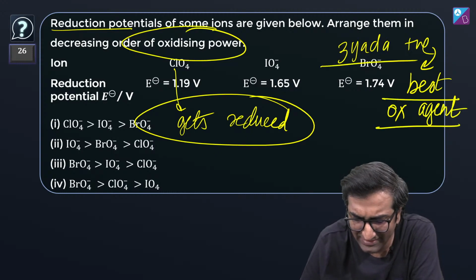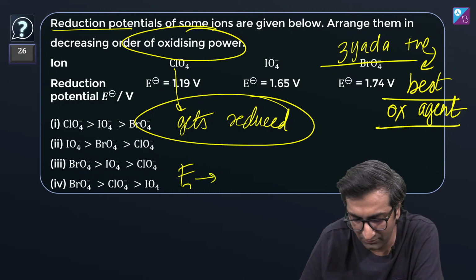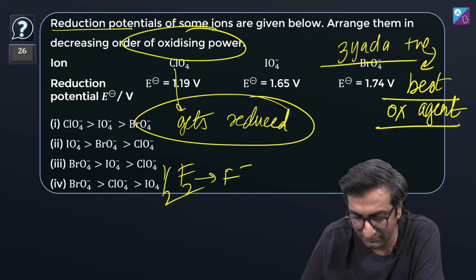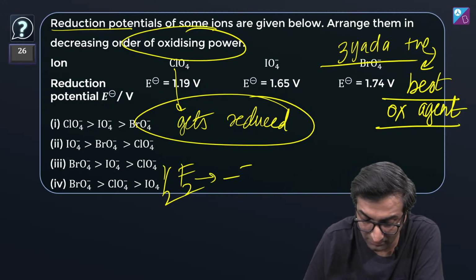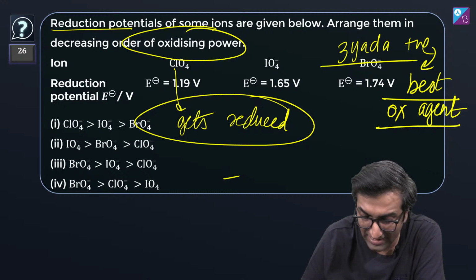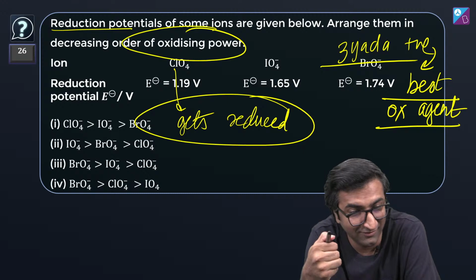ओके, इसीलिए आपने रट्टा भी किया होगा कि देखो फ्लोरीन इज द बेस्ट ऑक्सीडाइजिंग एजेंट. फ्लोरीन बिकम्स F minus. This is the best. 2.37 या कुछ उसका है, नेगेटिव सॉरी पॉजिटिव 2.37, जो भी नंबर है. Anyway, so with that, you should do this very quickly. Now I'm going to look at the chat. No pressure, but please get this right.